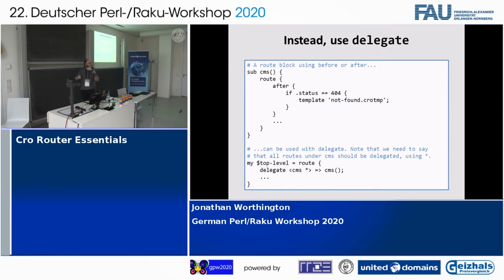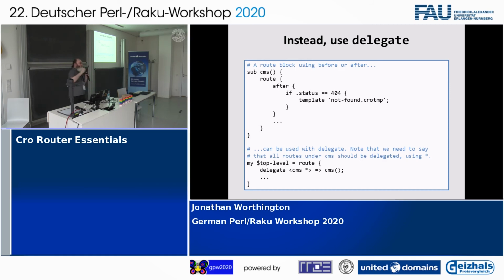Delegate works differently, because all it does is install a single entry into the root table, which is, in this case, the CMS prefix and everything beneath it. And then it delegates the root to the root block here. And then this root block does its own set of pipeline stuff. So in this case, the before and after middleware can run after we have done the delegation.